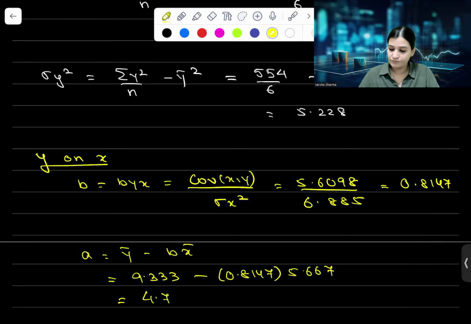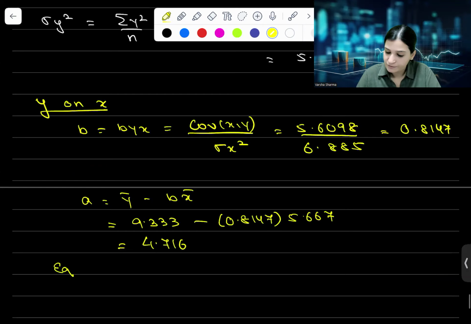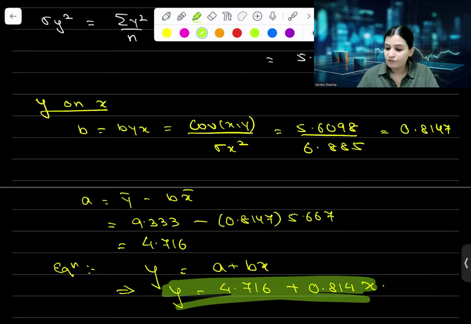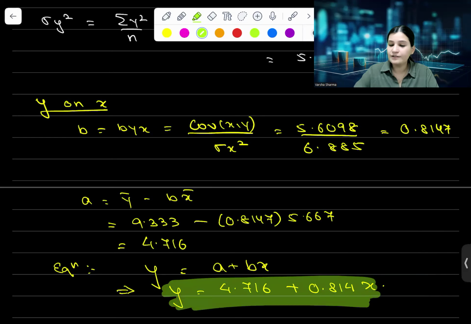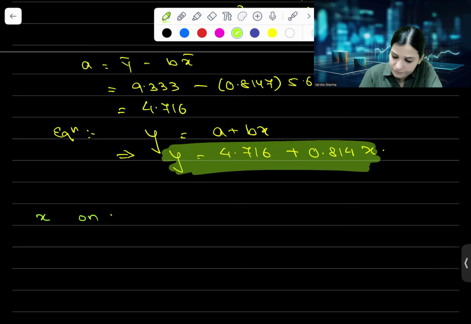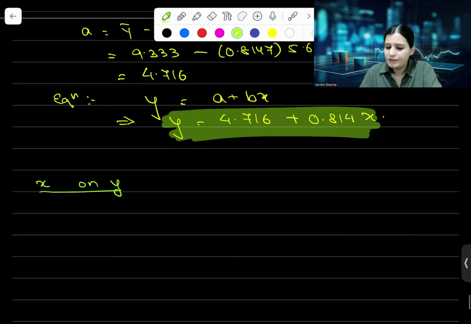4.716. So the equation will be y equal a plus bx: y equals 4.716 plus 0.814x. That is the final answer. Now, if they give you the value of x, put it here and then you will get the value of y. Any doubt here? No, ma'am. If we have to calculate x on y, only one of them will be asked.